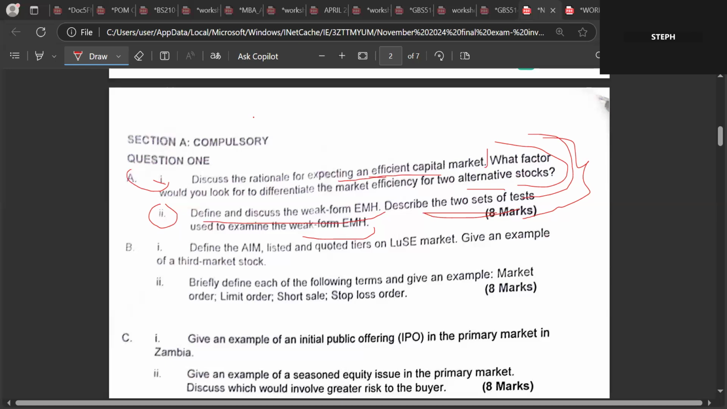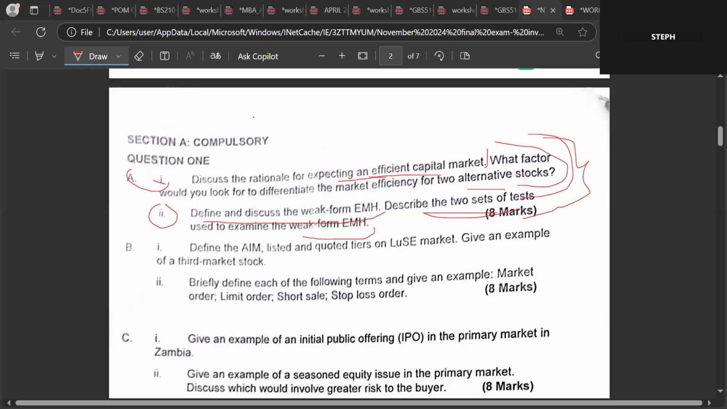Now, the second test that you have is the Runs test. The Runs test looks at the sequence of price changes and its randomness. A run is a sequence of increasing or decreasing prices, right? So if the number of runs is significantly different from the random expectation, it suggests predictability and inefficiency.